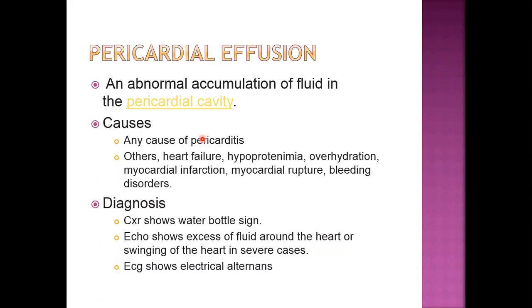The next condition is pericardial effusion, and by this we mean an abnormal accumulation of fluid in the pericardial cavity. As we know, normally about 50 ml of pericardial fluid is present within the pericardial cavity, and if an excess of fluid accumulation occurs in this cavity, then this condition is called pericardial effusion. And any cause of pericarditis can lead to pericardial effusion, right?